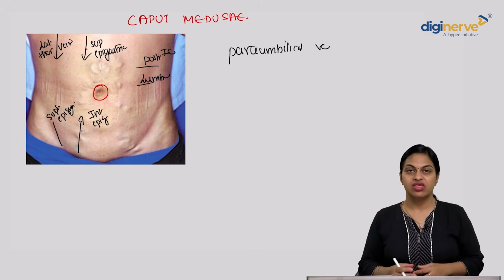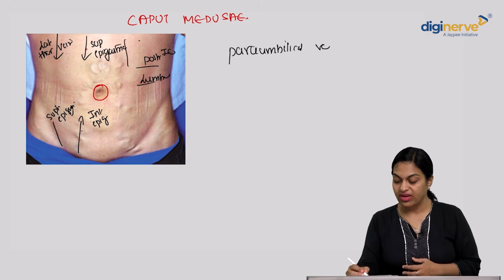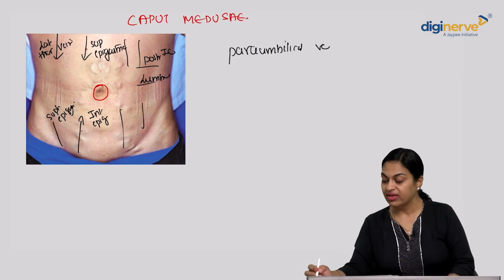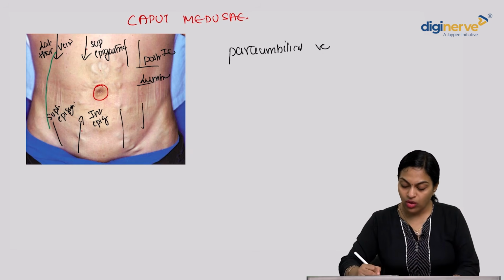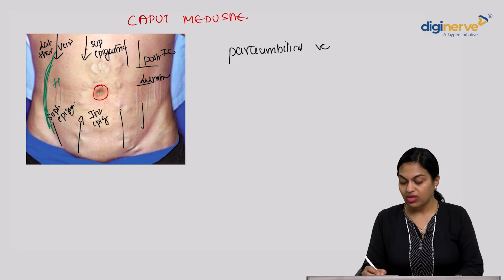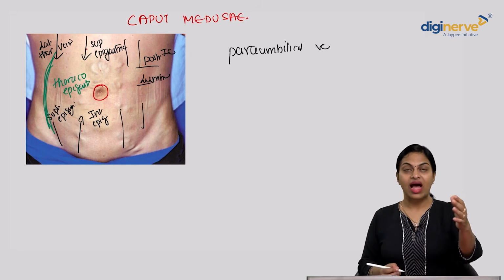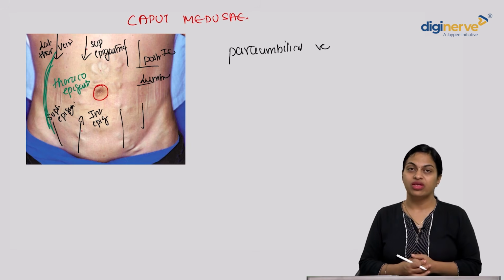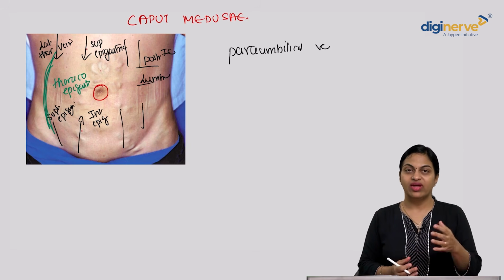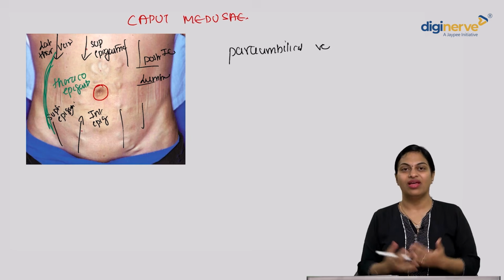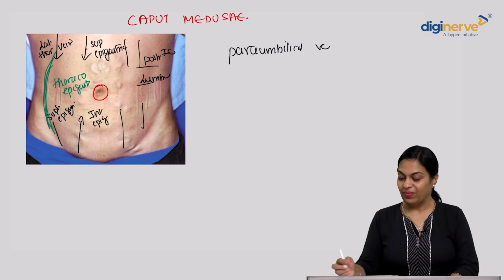In portal hypertension, these veins around the umbilicus become dilated and tortuous. The thoracoepigastric vein connects the lateral thoracic vein to the superficial epigastric vein. Okay, it is the only vein connecting the vein of the upper limb to the lower limb.